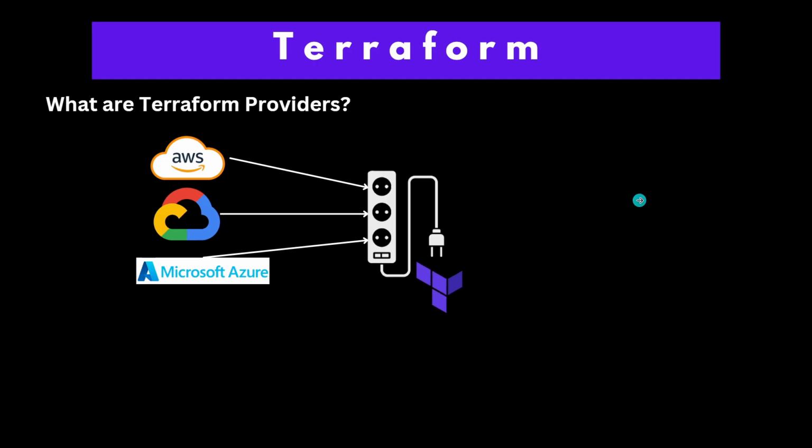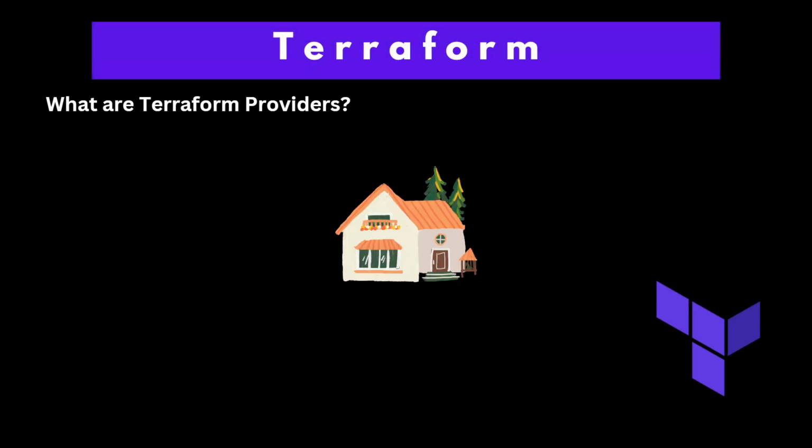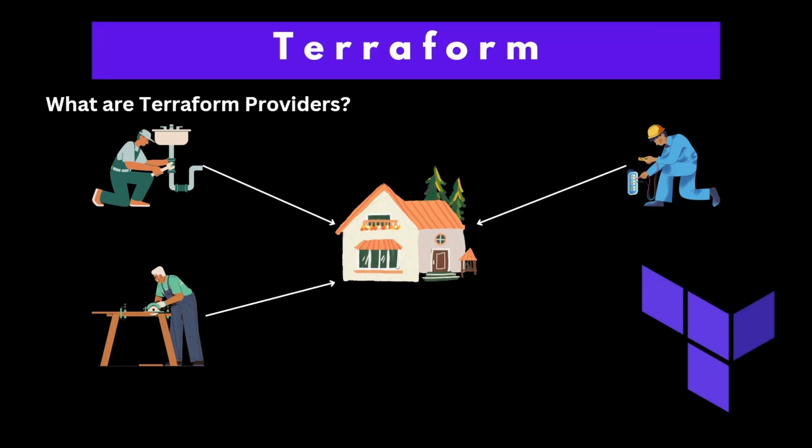Let's take a real world example here. Imagine you are building a house, and providers are like the specialized workers, like plumbers, electricians, carpenters. Each has their specific skill set that helps you build different parts of the house. Terraform providers do the same, but for the infrastructure.